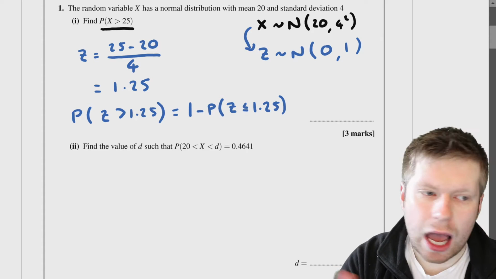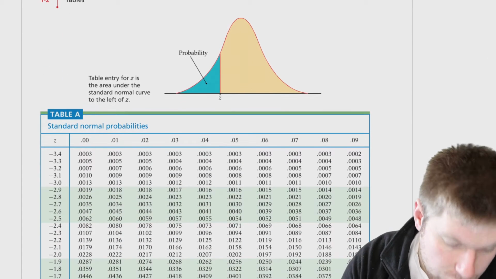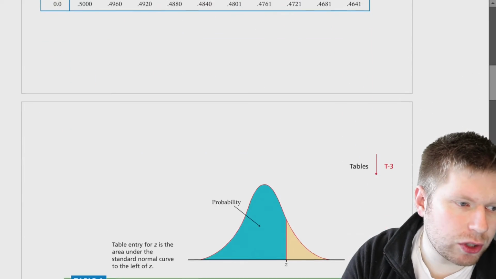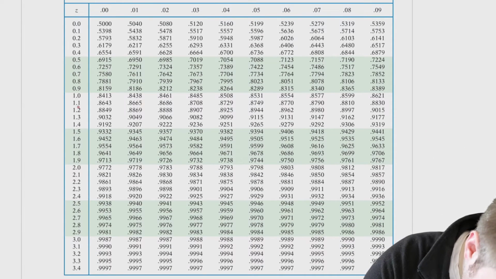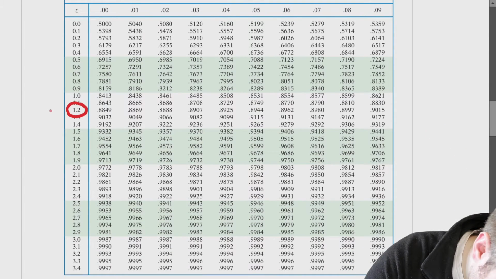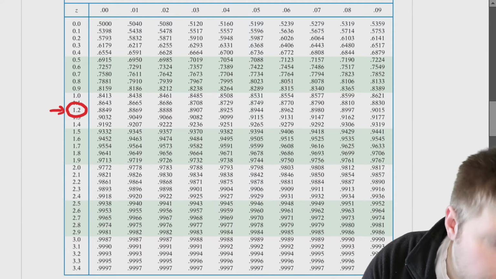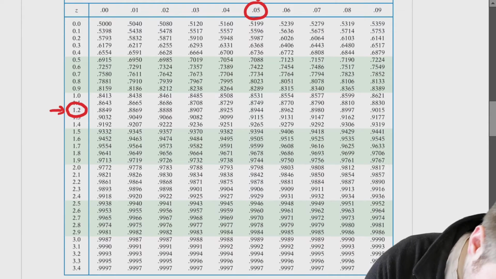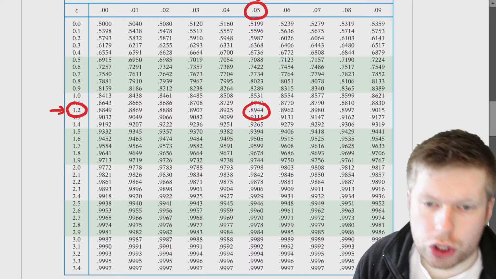Okay, so now I'm in a position where I can pull up my normal tables. So here are my normal tables. Now I want less than or equal to 1.25. So I'm going to go to the positive tables, which are the ones down here. I'm going to find the 1.2, so I know I'm looking at this row here. And I want the 1.25, so I go across to the column which starts with the 0.05. I find the intersection point, so the intersection point should be that value there.